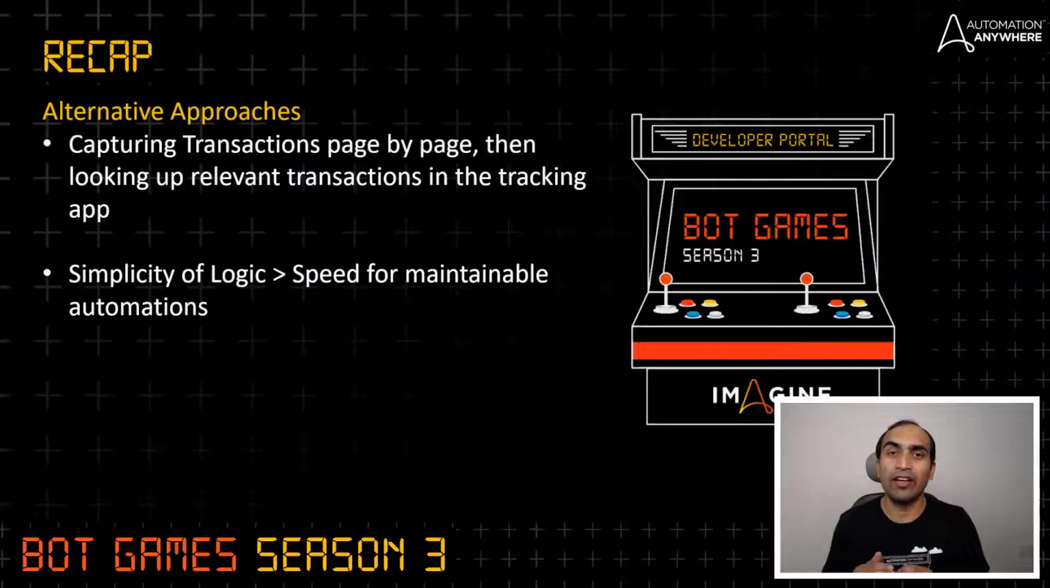And then we wrote the entire data table into a CSV file and then read the data back to a data table and then processed all the records. You can directly work off the data table itself and you can avoid writing it to a CSV file as well. So these are a couple of alternate approaches you can consider to solve this challenge. Irrespective of the approach you consider to solve a challenge, always ensure that you are looking at the simplicity of the logic, because that's going to help more than the speed to create a maintainable automation.